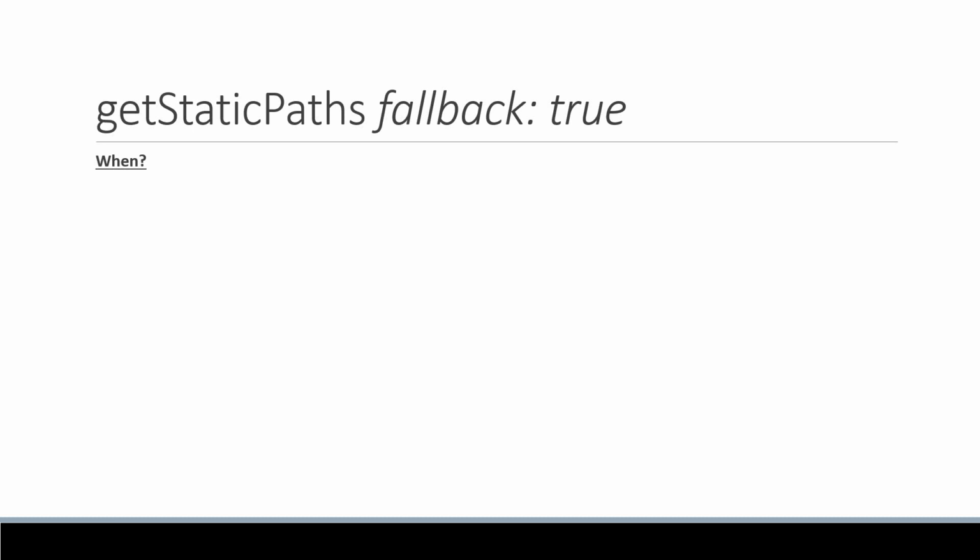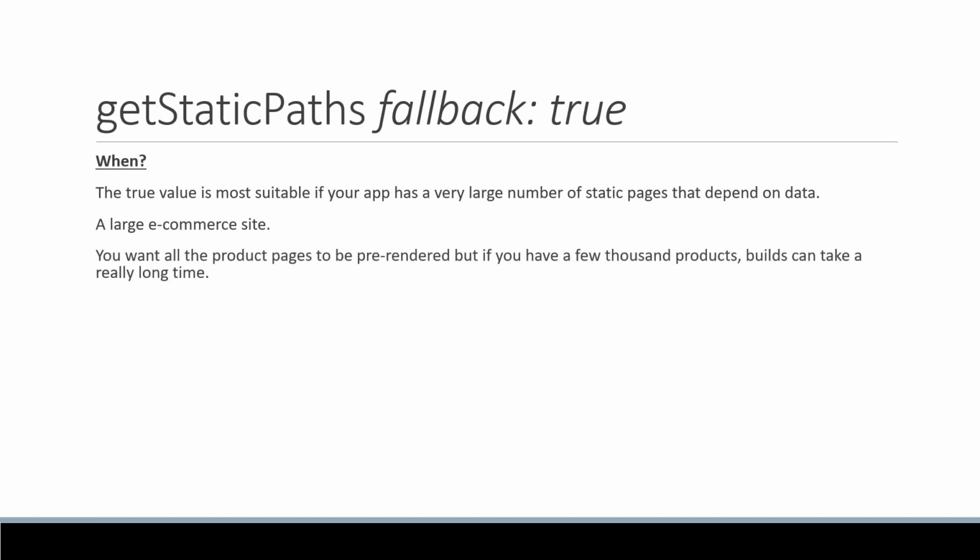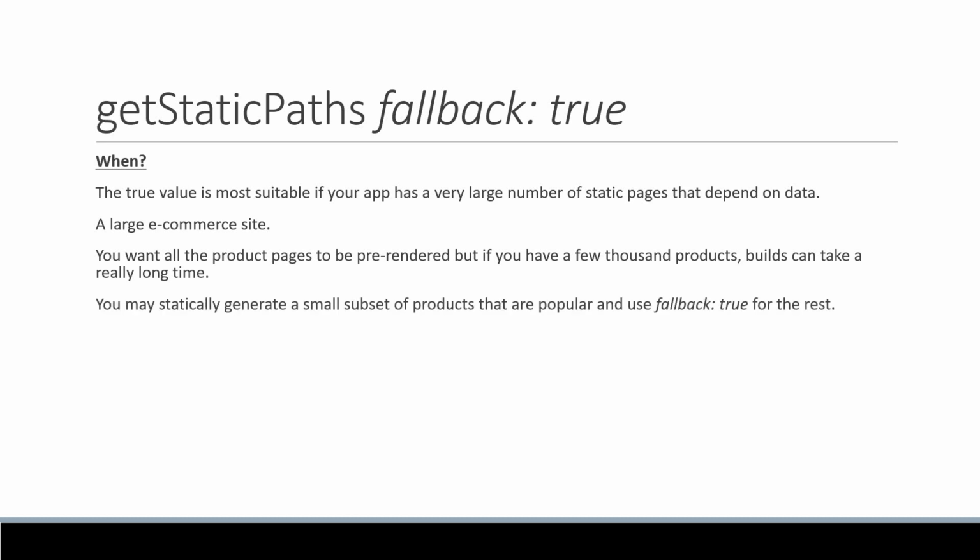The true value is suitable if your app has a very large number of static pages that depend on data. For example, a large e-commerce site. You want all the product pages to be pre-rendered, but if you have a few thousand products, builds can take a really long time. Instead, you may statically generate a small subset of products that are popular and use fallback set to true for the rest.